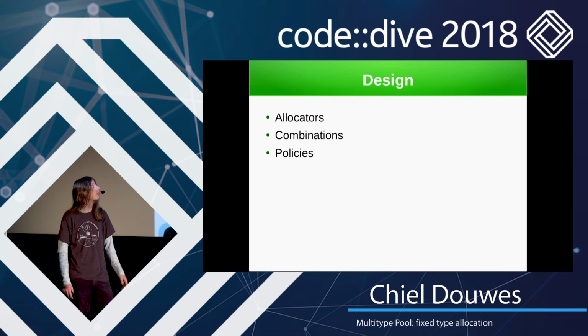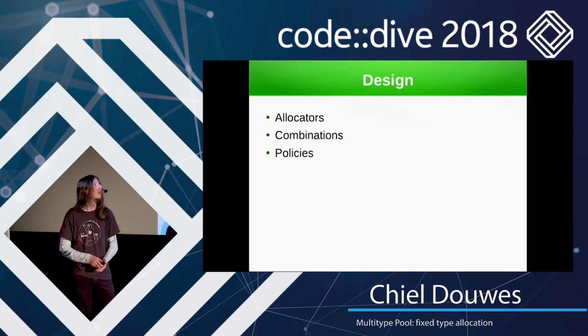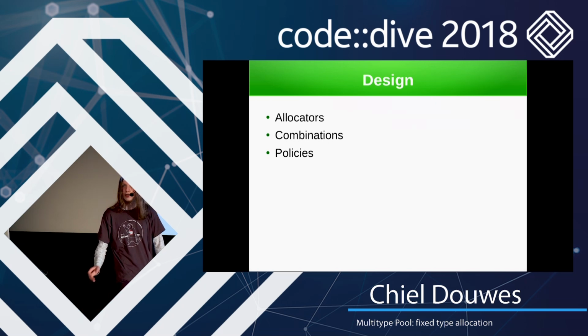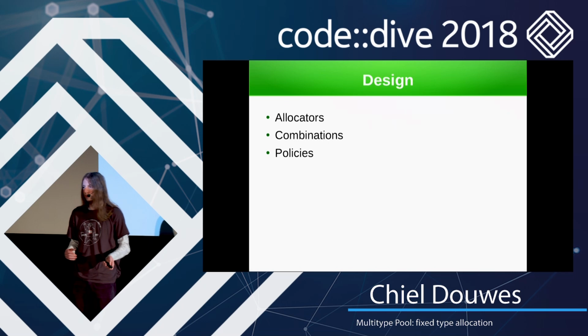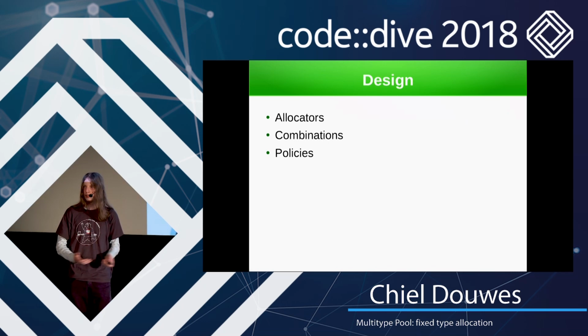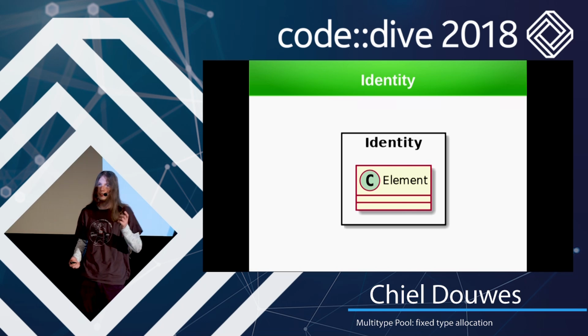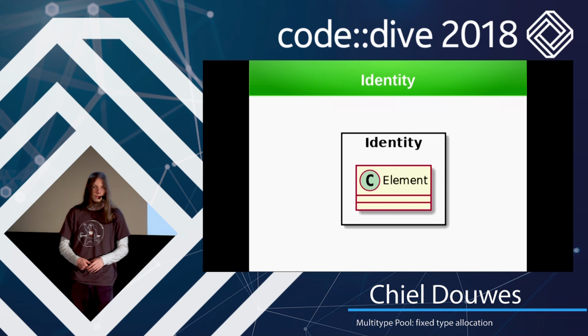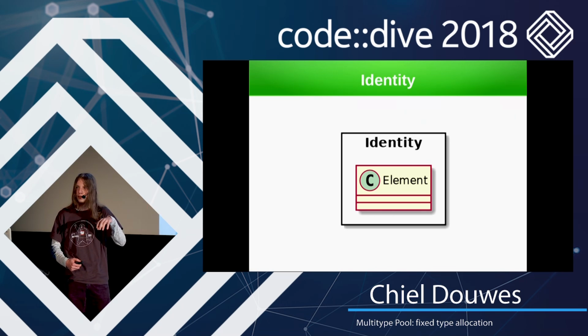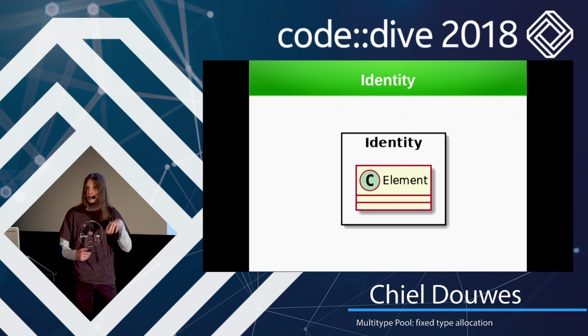So the design of a multitype pool is basically in three parts. You have your allocators, and then you have the combinations of allocators to form higher level allocators, and then you have policies to control the creation of those higher level allocators. So the most simple allocator is an identity allocator. It has one element, and it is either allocated or not. But at this point, the element does not actually have any address in memory. This is just purely a concept, and it is basically for the data layout.